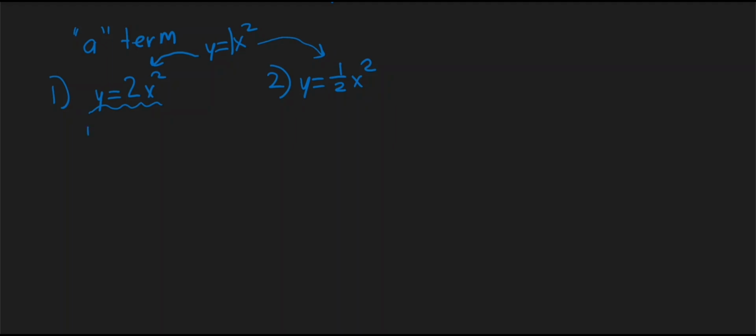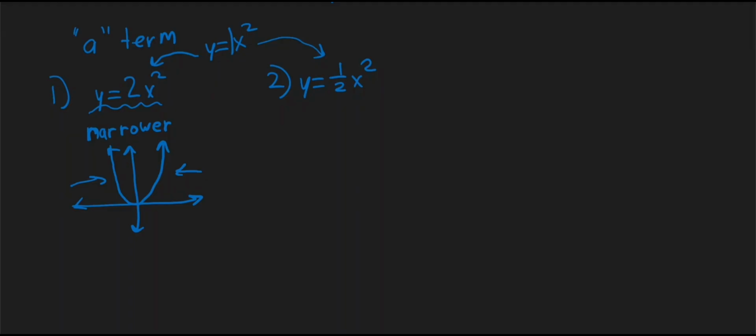So let's write that down. The parabola gets narrower, and that graph would look something like this. It's going to be moving closer towards the y-axis. It just gets narrower. So these two parts of the graph just move inwards.